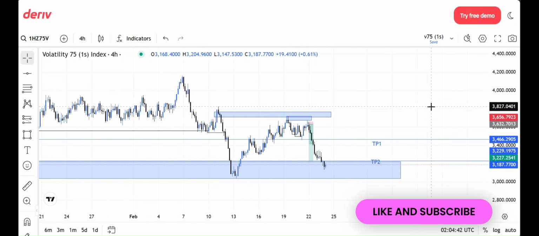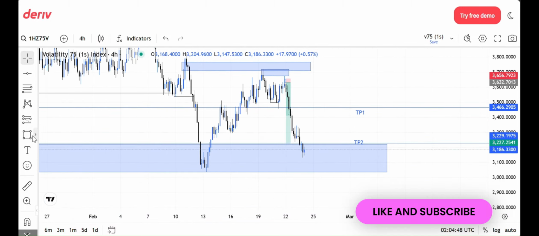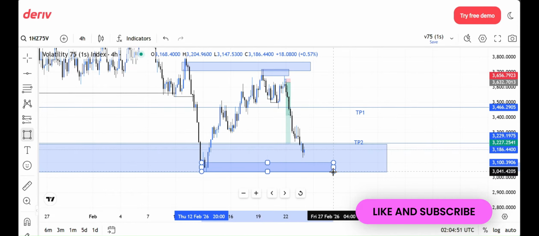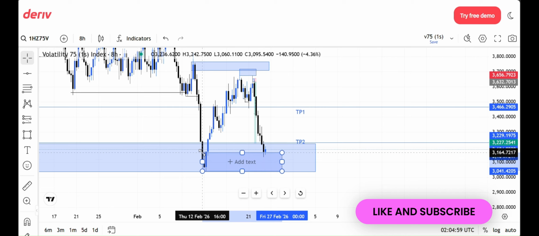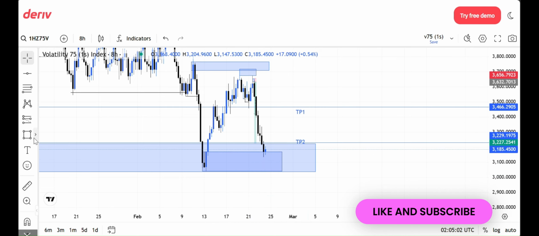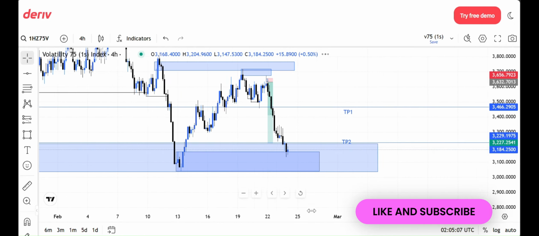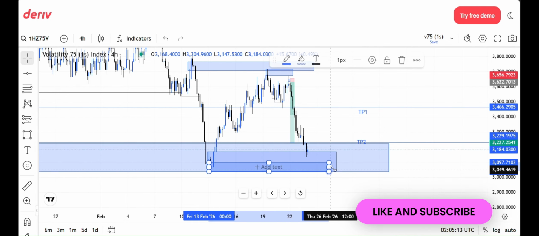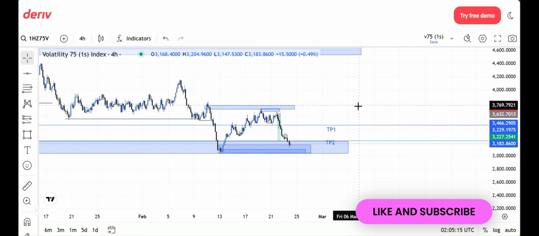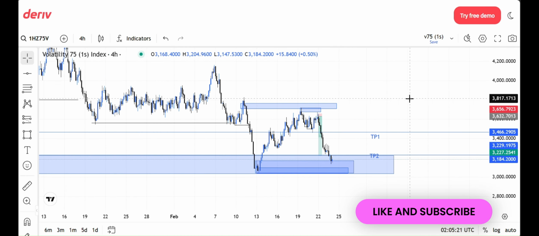So what we can do here, coming back to our 4 hours time frame, is also look for a buy here if price gets into the zone. Let's check the 8 hours time frame. If you look at it from the 8 hours time frame, this is a zone, and in the 4 hours time frame, this is another zone, a more refined zone. So now, when can we look out for a buy here?